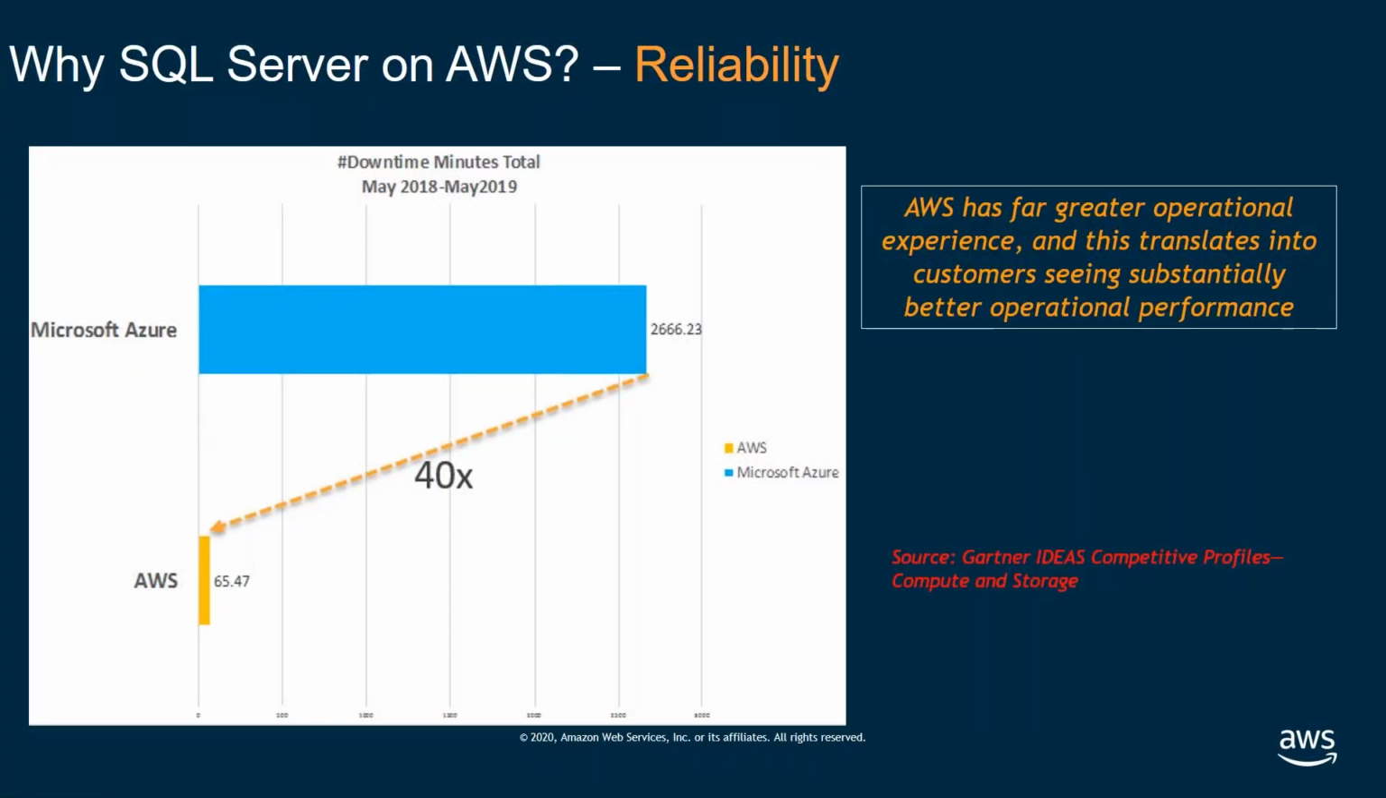One of the key reasons why different organizations move to the cloud is because they need a reliable platform. Here are some statistics from Gartner, as of May 2019. AWS was 40 times more reliable than our next competitor in the last 365 days, which means that whenever customers make the decision to move to the cloud, reliability is key to make sure their workloads will be running on a reliable platform.